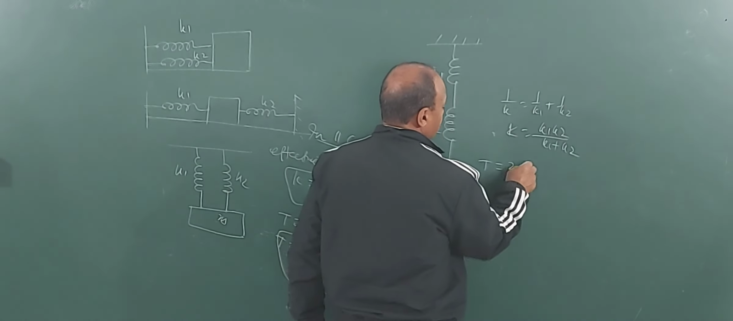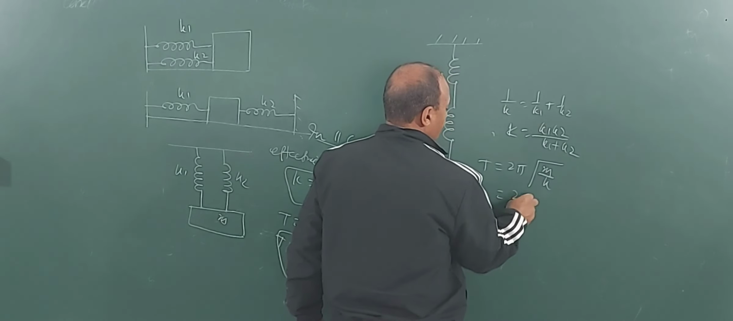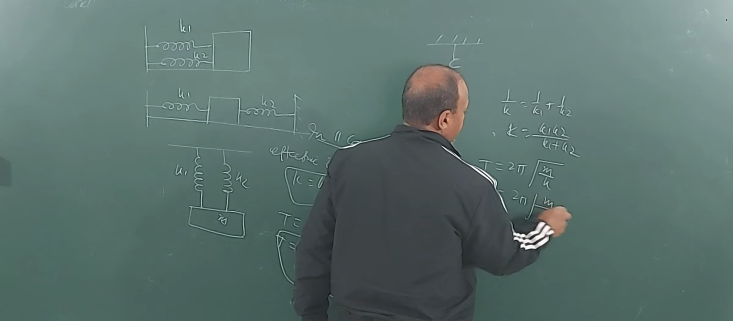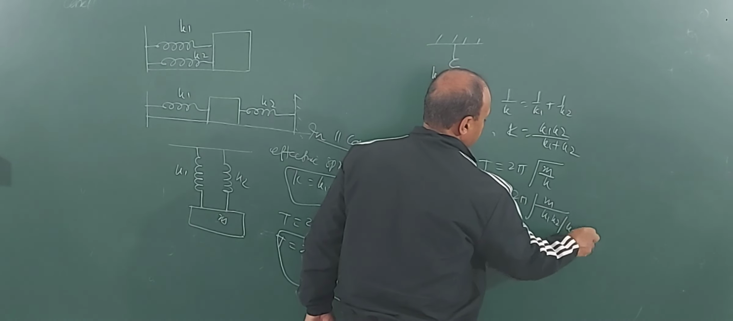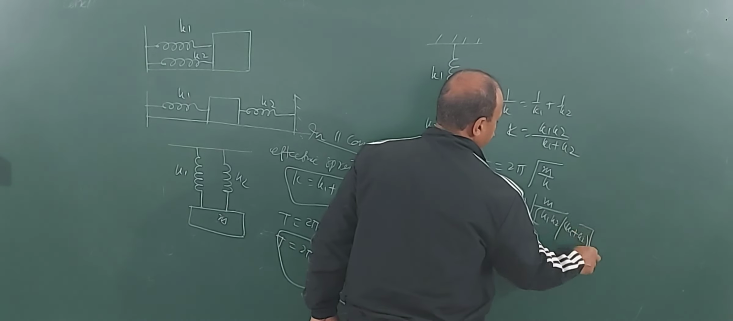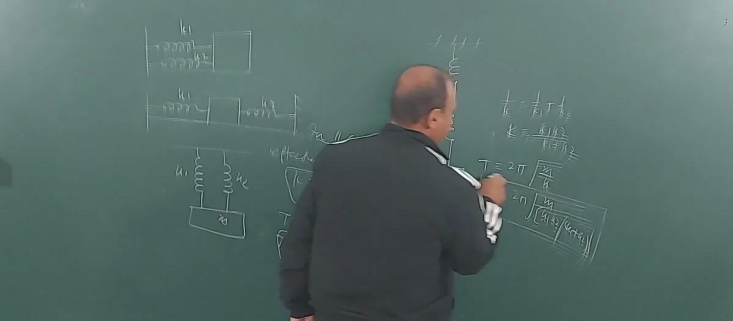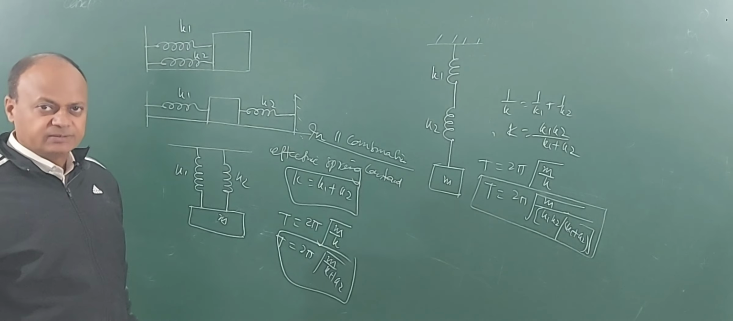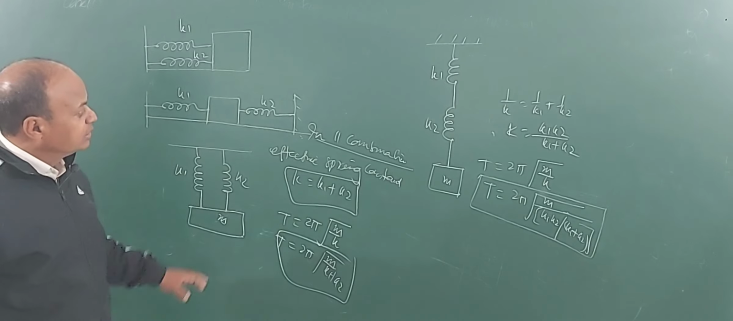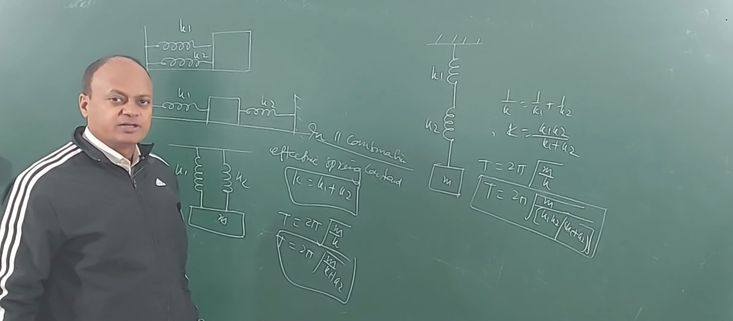Clear? So I can calculate here what will be time period. Time period will be 2 pi root over M by K, so 2 pi root over M into K1 plus K2 divided by K1 K2. Okay. So this is the time period. Clear? So if you have a problem on springs, you should be able to solve it now.